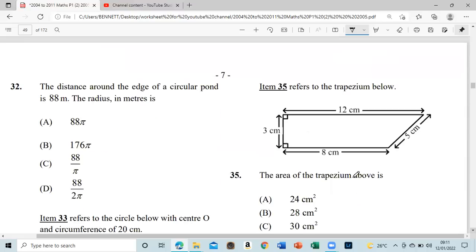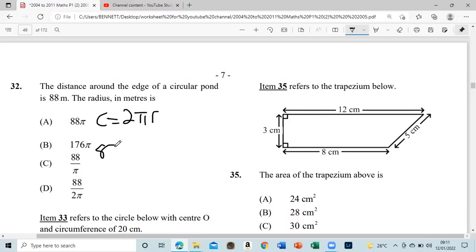See that one you already know. The distance around the edge of a circular pond is that. Hit the right button now, guys. Alright, so the circumference is 88, and then this is 2π. This comes up in all three papers that I've done so far. So that will be our radius. Everyone should know that. Once you're a part of the channel, you're supposed to see that many times.